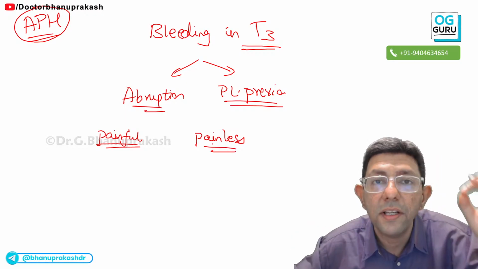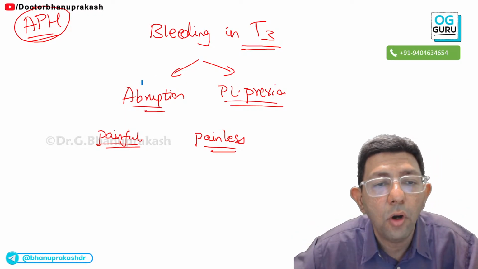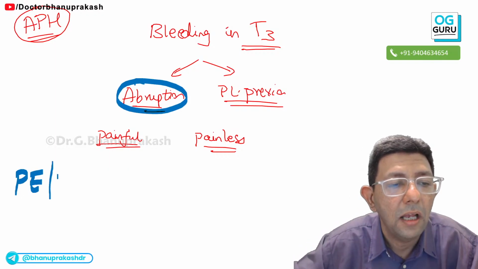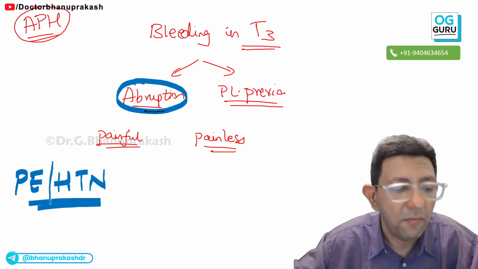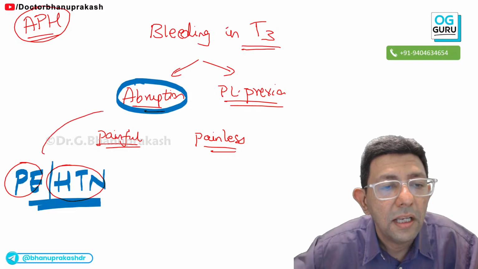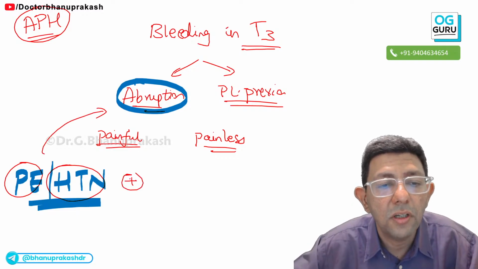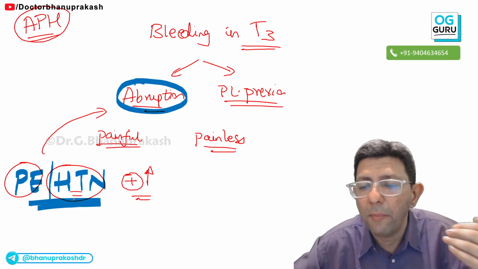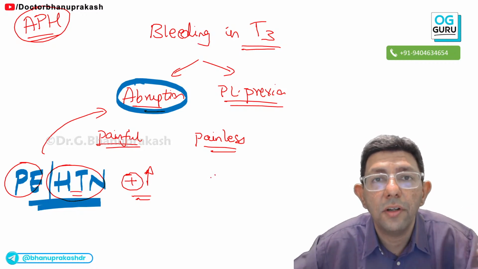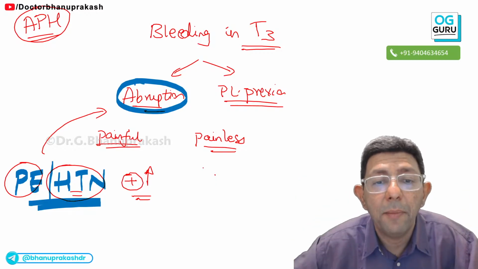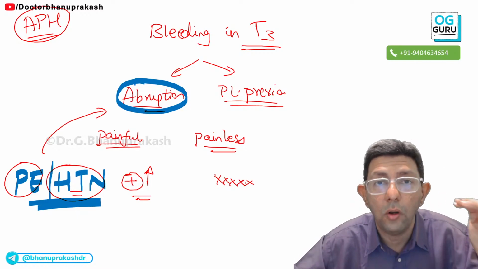Can anybody tell me what is the etiology for abruption? For abruption, the etiology is preeclampsia or hypertension. Very likely a patient with preeclampsia and hypertension will develop abruption. So here the patient's blood pressure will be high. Trauma is rare. In placenta previa the BP would generally be normal. After a lot of bleeding, the patient will go into shock and the bleeding will decrease, but there is no connection to preeclampsia and hypertension. Is this understood to all of you?